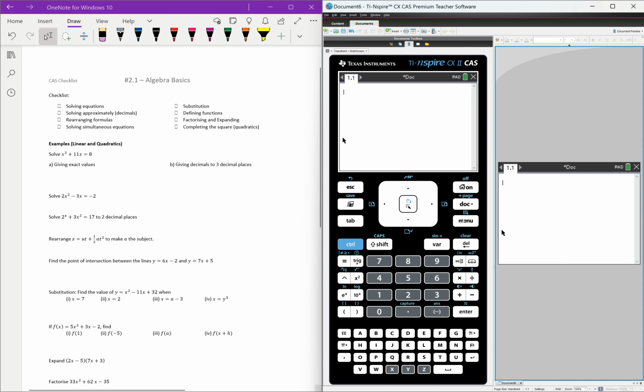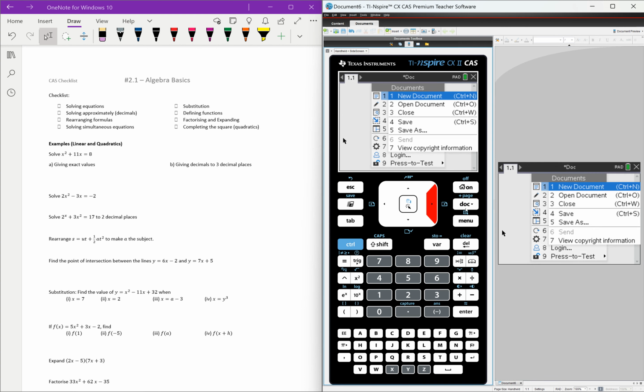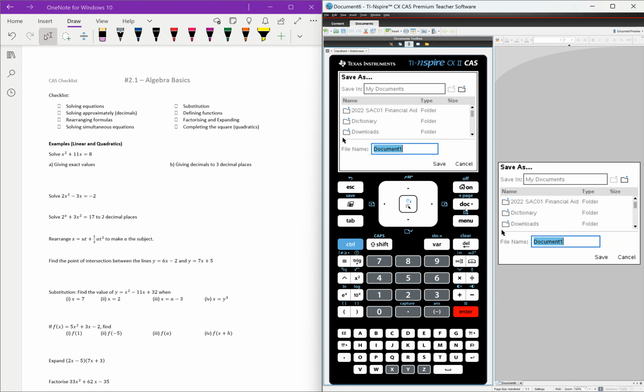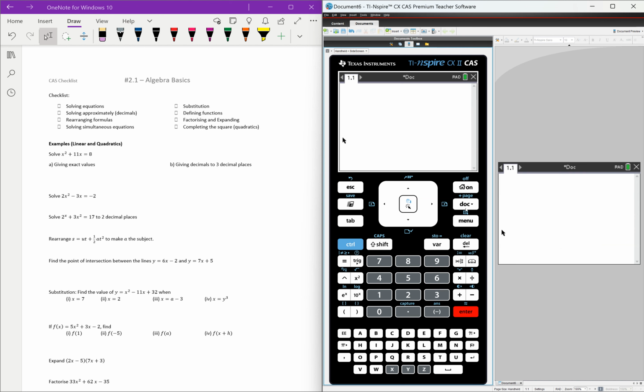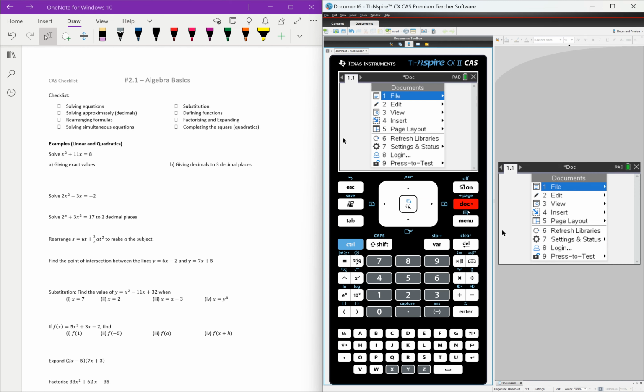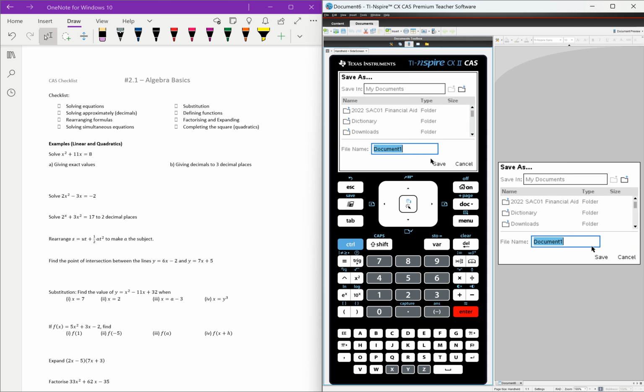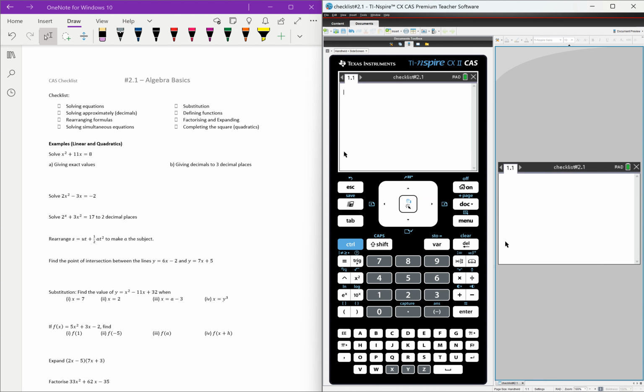And maybe I should call this. I'm going to save this file. Again, file, save. So you can do Control S as well. So I'm going to save this document and I'm going to call it checklist. Checklist number 2. Okay, 2.1. There we go. You don't have to do that. I'm just doing it for the sake of showing you that this is checklist 2.1.